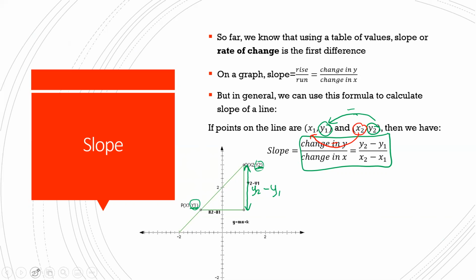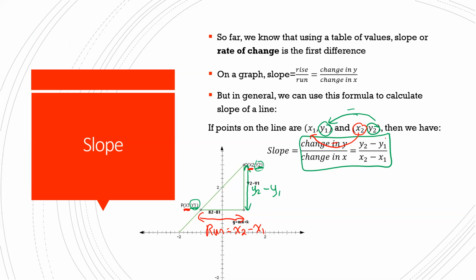And then to find the run, which is going horizontally, we do the exact same thing. I went from an x coordinate of x1 to x2. So if I want to figure out how much it has changed horizontally, which is my run, all I need to do is find the difference between them. So I subtract x2 minus x1, and that's going to be my change in x. So this is a nice little formula we can use if you're given any 2 points on the line.